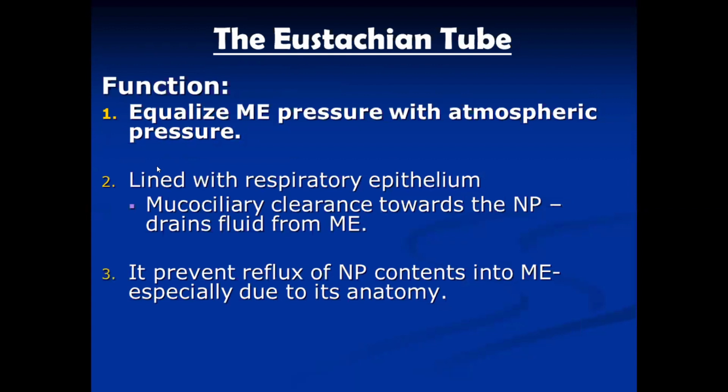The eustachian tube equalizes pressure on both sides of the tympanic membrane. That's its main function. Secondary function would be to protect the middle ear as well as to allow for drainage of liquid. But the main function is equalizing pressure on both sides, the atmospheric pressure with the middle ear pressure.